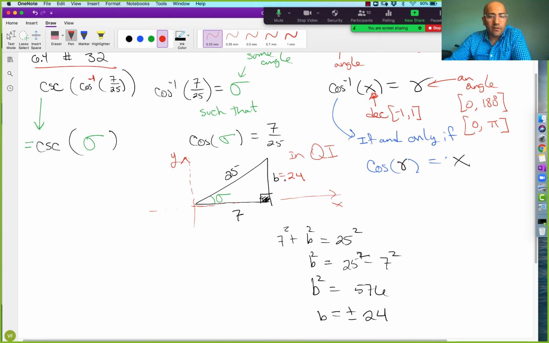And then, of course, the other place where this could be true is if it was in quadrant 4. If it was down here and came up that way, we'd still have positive 7, positive 25. We'd still have a value where this would be true. But how do we know that we don't go to quadrant 4?